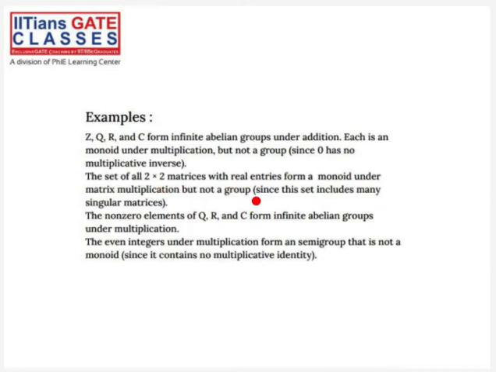Okay, so the set of all 2 by 2 matrices with real entries form a monoid under matrix multiplication, but not a group, since the set includes many singular matrices. Okay, you can check it out today. The reason is also given. Singular matrix. What is a singular matrix in linear algebra? You will study this thing.